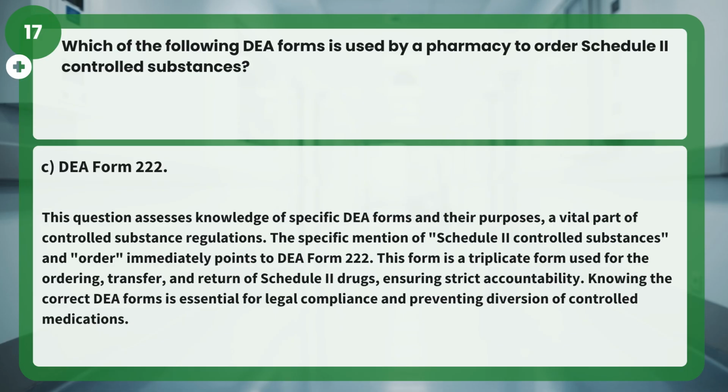Answer: C. DEA Form 222. This question assesses knowledge of specific DEA forms and their purposes, a vital part of controlled substance regulations. The specific mention of Schedule II controlled substances and order immediately points to DEA Form 222. This form is a triplicate form used for the ordering, transfer, and return of Schedule II drugs, ensuring strict accountability. Knowing the correct DEA forms is essential for legal compliance and preventing diversion of controlled medications.